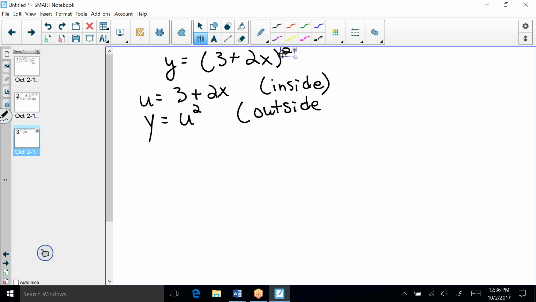And then we're going to take the derivative of each one of those pieces and then put those pieces together. We're going to find du dx and dy du. Okay. So now let's take the derivatives. So du dx. That means we're going to find the function called u and take the derivative of that function with respect to x. And what is that going to be equal to? It's just going to be 2 because we're taking the derivative of 2x. Derivative of 2x is just 2. So du dx, derivative of u with respect to x, is 2.